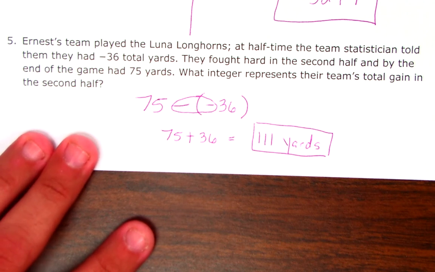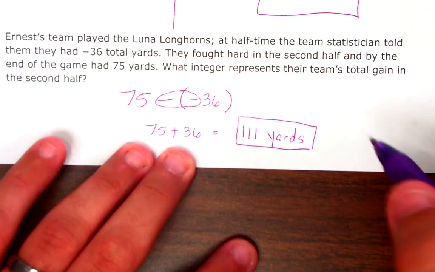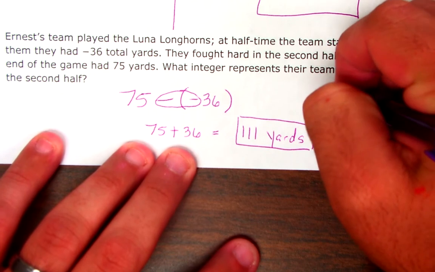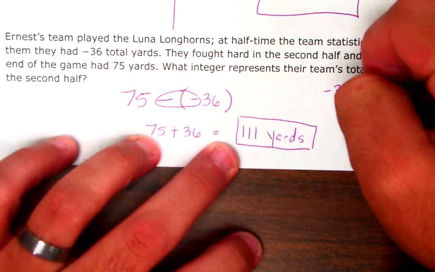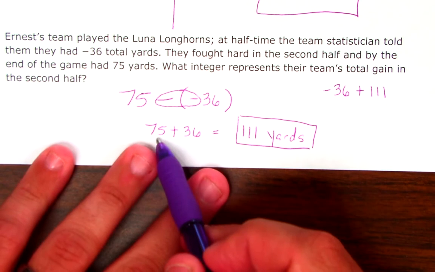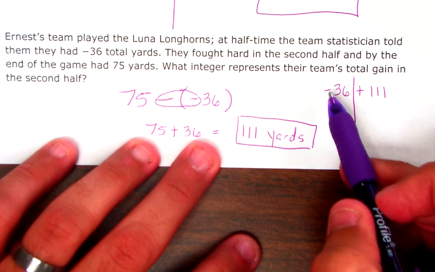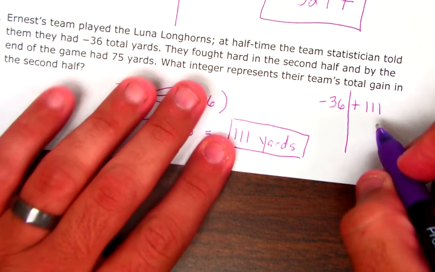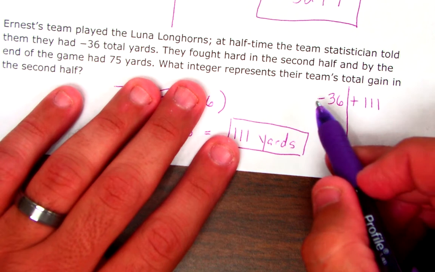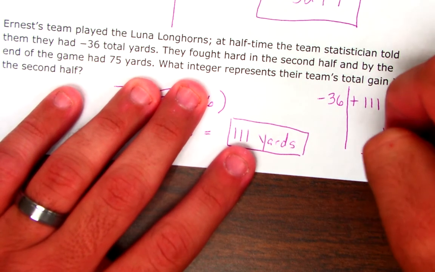Here's how you check your work if you are unsure. We take what they had in the first half, and you take what they have in the second half, and we have to see if it gives us our total, which was 75. So if we look closely here, what do I have more of, positives or negatives? I have more positives, so my answer is positive. And since the signs are different, subtract. 111 minus 36.